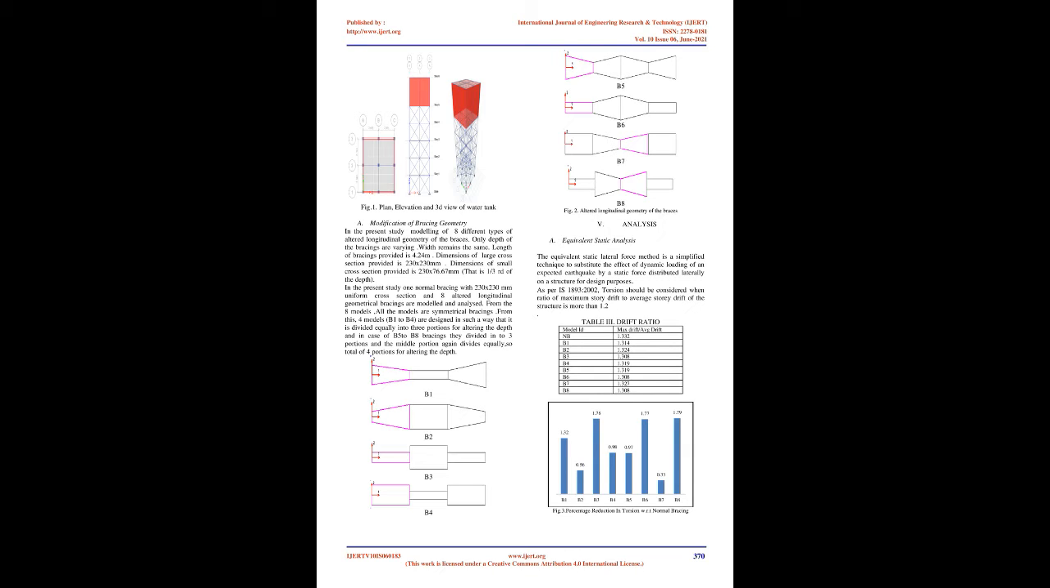In the present study, 1 normal bracing with 230 x 230 mm uniform cross-section and 8 altered longitudinal geometrical bracings are modeled and analyzed. From the 8 models, all the models are symmetrical bracings. From this, 4 models, B1 to B4, are designed in such a way that it is divided equally into 3 portions for altering the depth, and in case of B5 to B8 bracings they divide it into 3 portions and the middle portion again divides equally, so total of 4 portions for altering the depth.